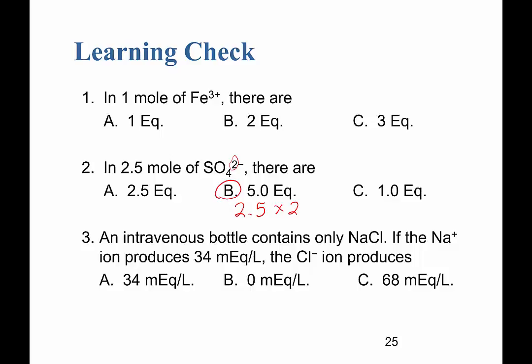Now in this case, I have an intravenous bottle that contains sodium chloride. If the sodium ion produces 34 milliequivalents per liter, how much does the chloride ion produce? Well, I have 1 sodium and 1 chlorine. They both have a charge, this one's plus and this one's minus, so they both have a charge of 1. So if sodium is 34, then the chloride also has to be 34.